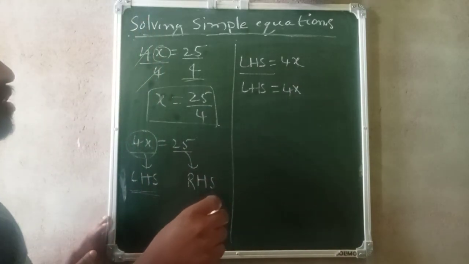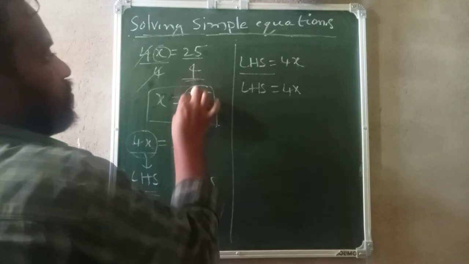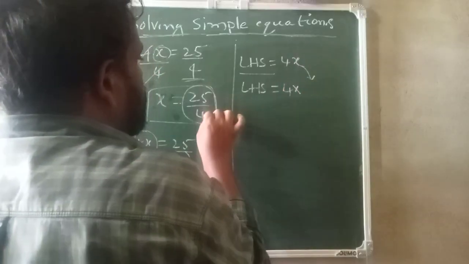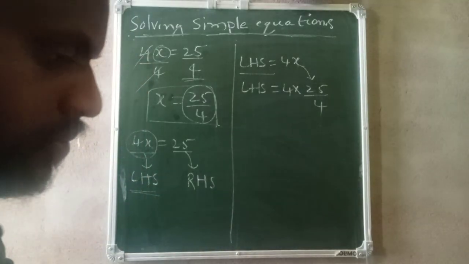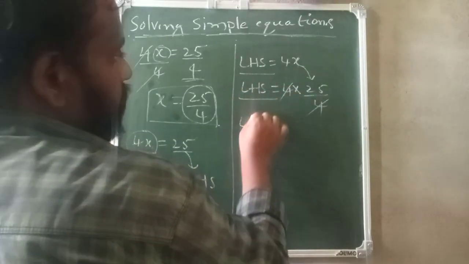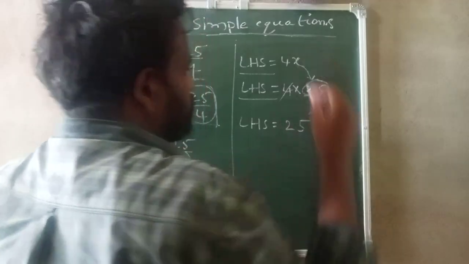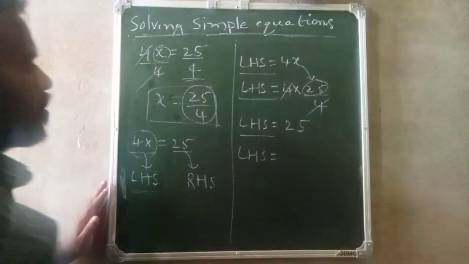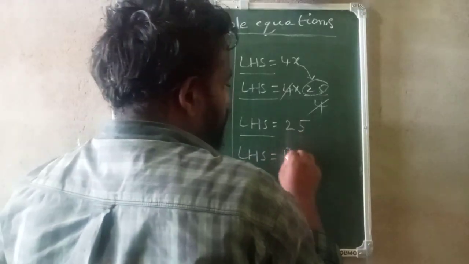So in place of x we have to substitute the value. We got x is equal to 25 by 4. This I am going to substitute in place of x. So in place of x I will write this 25 by 4. Now because of this multiplication, you can cancel this 4 and 4. So next step, write this LHS is equal to, what is left? 25 you write. Next step, write this LHS is equal to 25, which is RHS. So in place of 25 I will write RHS.